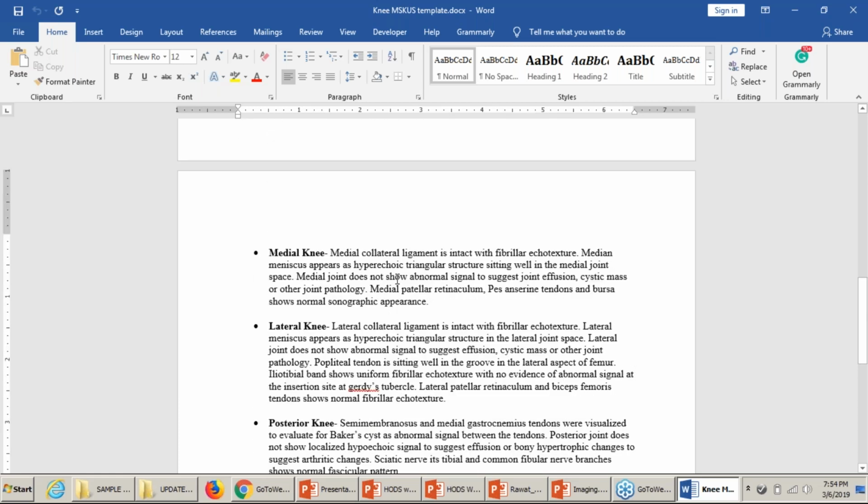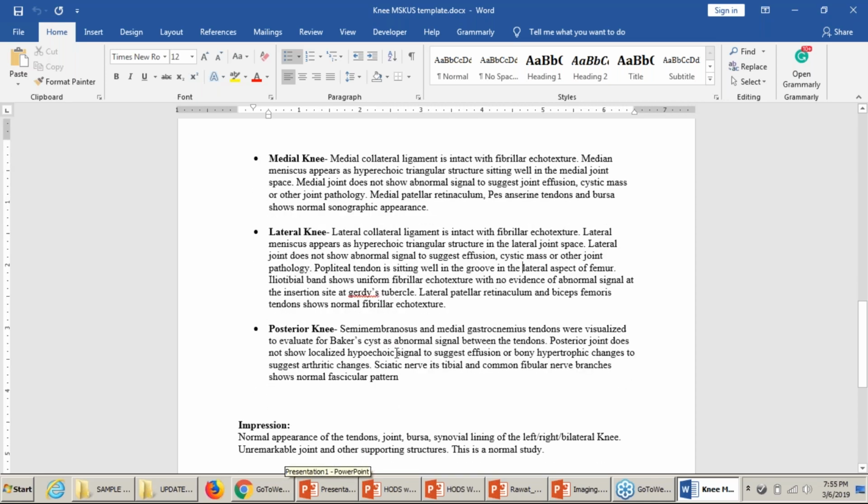Then on the medial side, we have medial collateral ligament, medial meniscus, medial patellar retinaculum, pes anserine tendons, and bursal region. On the lateral side, we have lateral collateral ligament, lateral meniscus, popliteal tendon, lateral patellar retinaculum, biceps femoris tendon, and ITB.